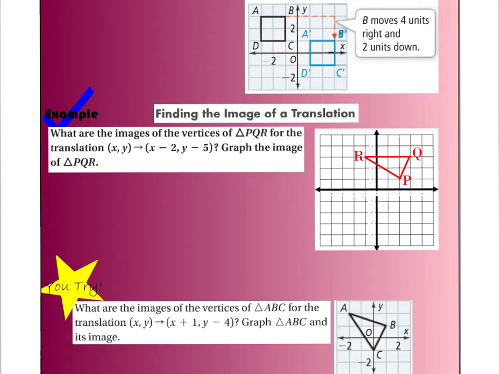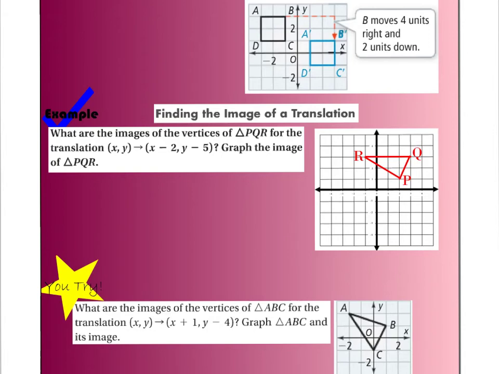Okay, so now we're going to talk about finding the image, and then we're going to get into rules of how we are mapping. So if you look at this first picture right here, I have these two squares, and it says that ABCD was mapped onto A prime, B prime, C prime, D prime by moving point B 4 units to the right and 2 units down. Did the same thing with A. A went 4 units to the right, 2 units down. Same thing with C and D. They all follow the same rule.